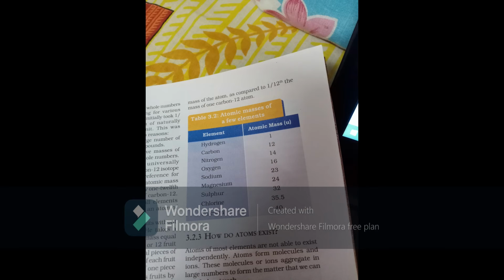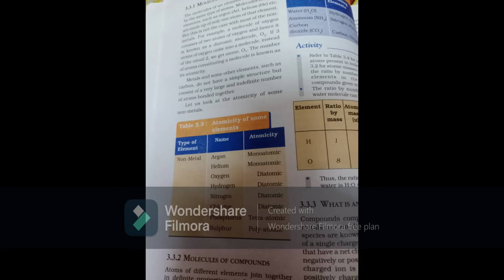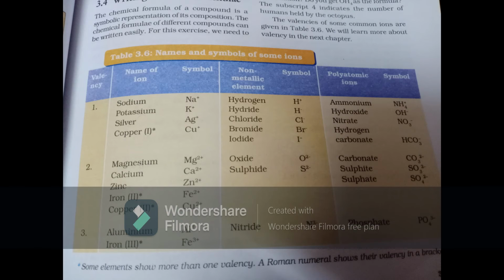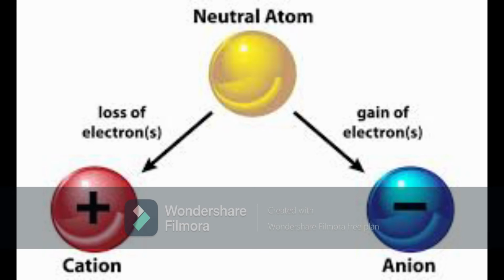For example, chlorine. Chlorine has 17 electrons. Its atomic number is 17. If it accepts one more electron, it becomes Cl minus. This is called an anion. Example, cation: sodium metal. Sodium metal's atomic number is 11. It loses one electron and becomes Na plus. Therefore, it is called a cation. Na plus and Cl minus combine to form an ionic crystal called sodium chloride.